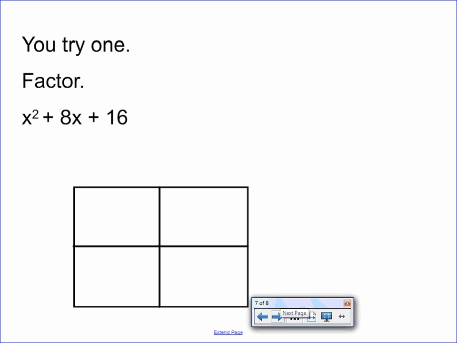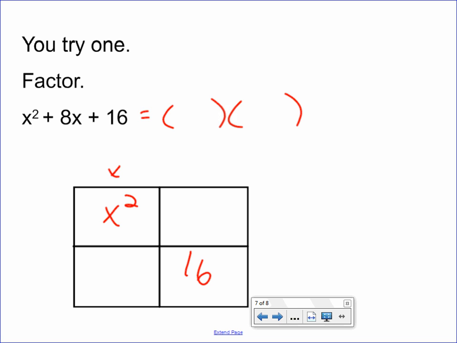You try one. So pause the video, see if you can get it. Okay, so here's what you should have done. You should have had an x squared, a 16, an x, an x. You should have asked yourself what two things multiply to give you 16, but add together to give you an 8.